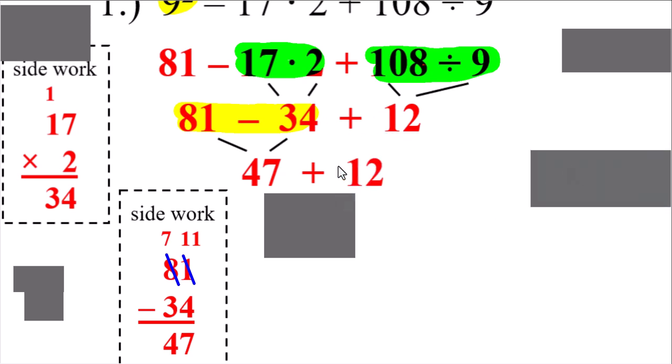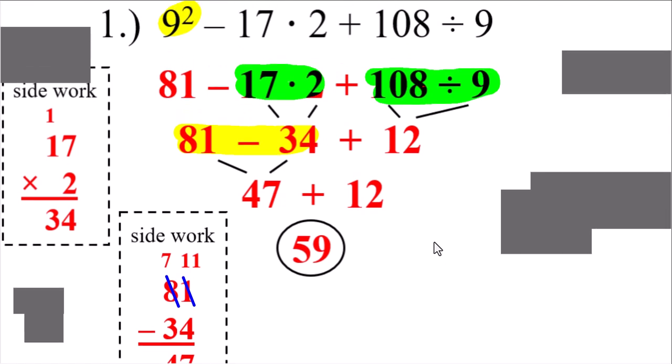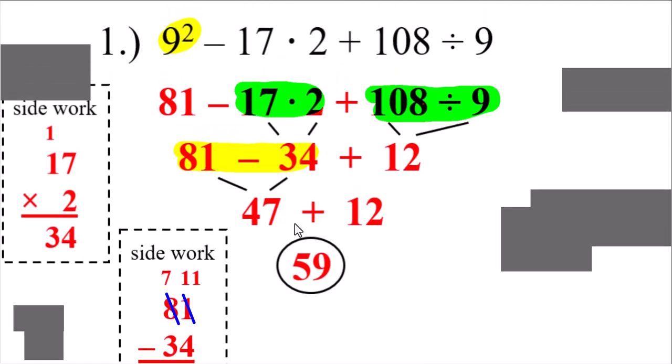I'm going to bring down the 12 and the plus. Finally, 47 plus 12. 2 plus 7 is 9. 1 plus 4 is 5. And boom, there you go. 59 is our answer. I like to put, instead of an equal sign, because these were not equations. They did not have equal signs. Instead, I like to circle the final answer, and most of you will probably do that whenever you get final answers on problems throughout this year.